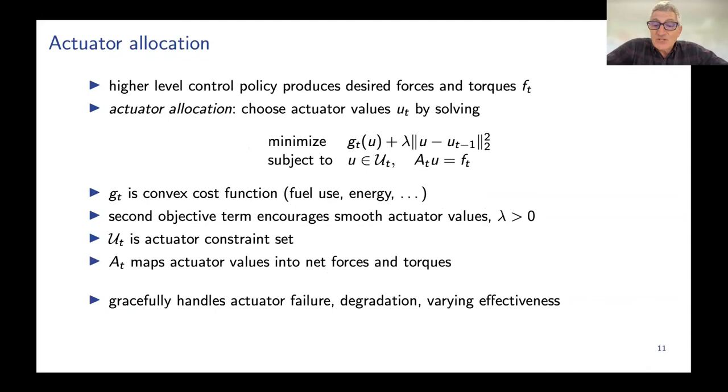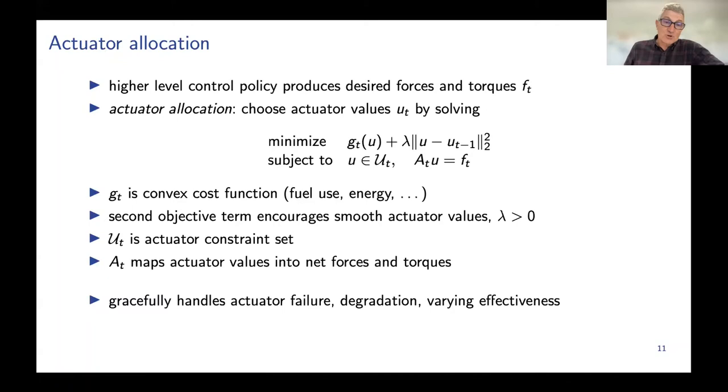I want to mention a couple of others which are super simple, but also super useful. The first one is actuator allocation. The idea is that a high-level control policy produces the desired forces and torques. Let's call that F_t. I guess you call that a wrench or something. So you would get the forces and torques that you would like to apply, let's say for the next 15 milliseconds. And then the question is how to achieve those forces and torques, right?